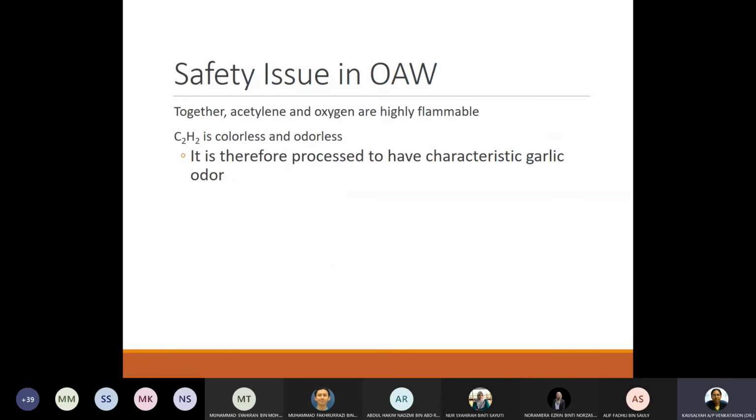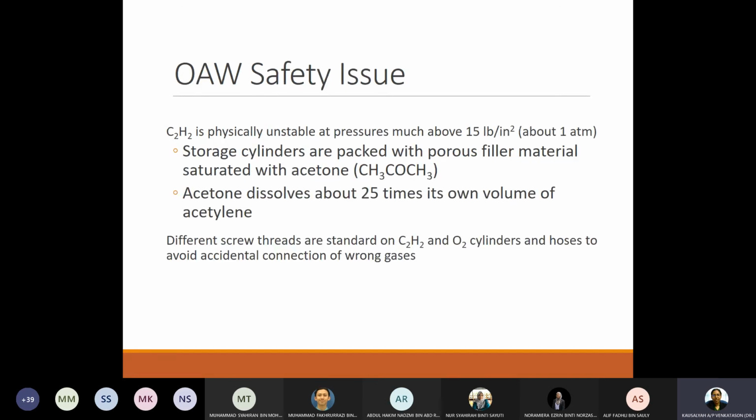Now the safety issue. Acetylene and oxygen are highly flammable, and acetylene is a colorless and odorless gas. It is therefore processed to have a characteristic garlic odor so that we can identify the presence of the gas.